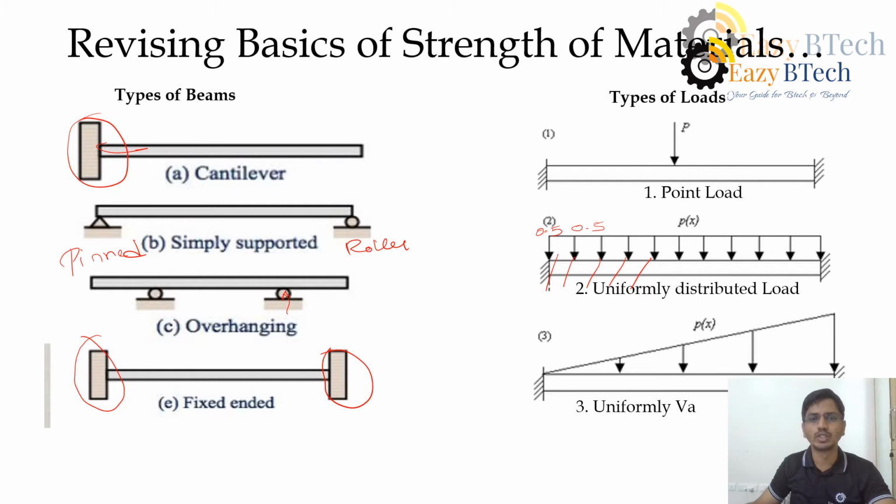Another type of load which we have seen is uniformly varying load. In this type, the load spreads throughout the beam, but the intensity won't be the same. Here you can see the triangular shape. It indicates the load starts from 0 and ends at P. P can be anything, that is 2 or 3 or 4 kilonewton per meter. So this load is increasing from one end to another end. This type of load is known as uniformly varying load.